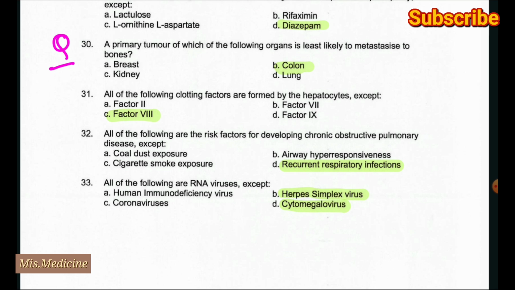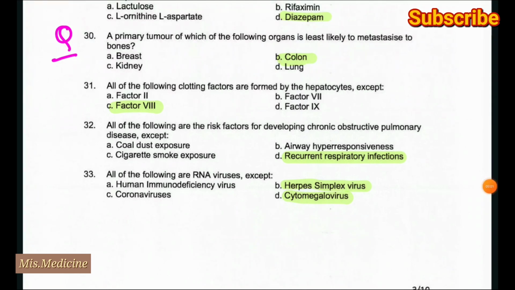Next question, all of the following are the risk factors for developing chronic obstructive pulmonary disease except recurrent respiratory infections. All of the following are RNA viruses except herpes. I'm sorry, the question was invalid. Okay, though in these two options the answer is herpes simplex virus and cytomegalovirus.